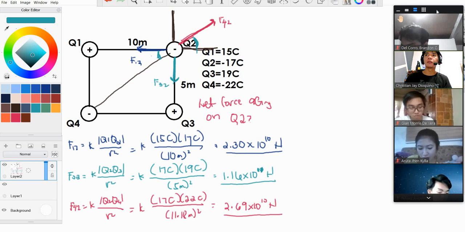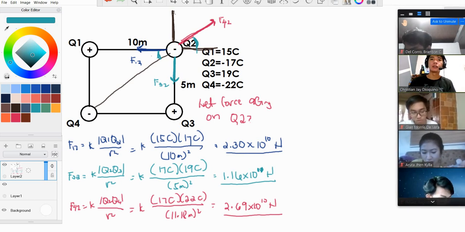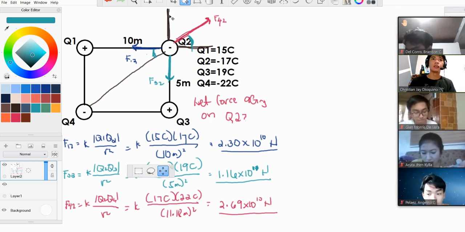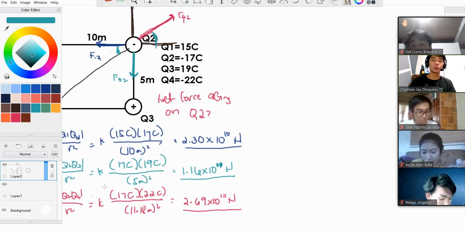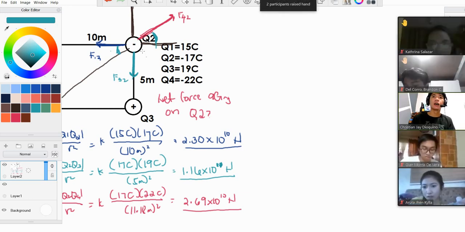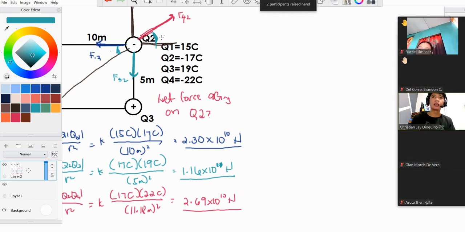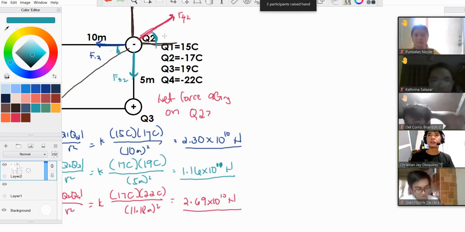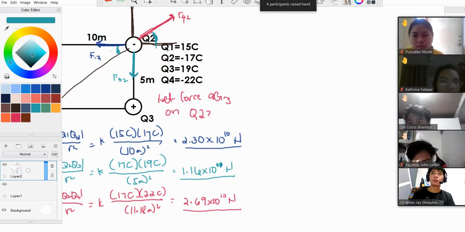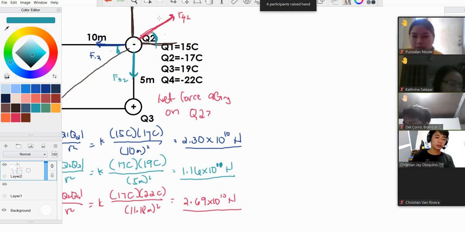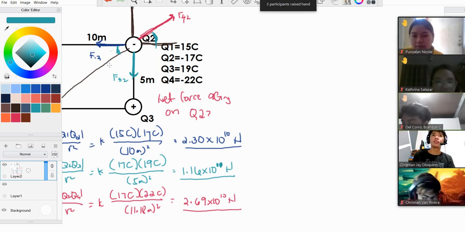Next, kuhain naman natin is the x and y component of the vector F42. So, what's the answer for the x component? Anong angle ang gagamitin natin dito muna pala, guys? Angle along x-axis. So, ano yung value ng angle natin dito? 26.57. Okay, so 26.57.